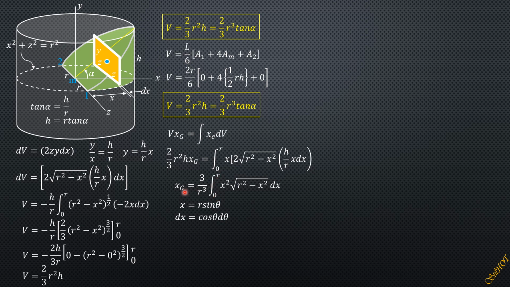So xg equals 3 over r cubed, integral from 0 to pi over 2. Then this is r sine theta quantity squared, r cosine theta, then r cosine theta d theta. So we have r to the fourth here divided by r cubed. So this becomes 3r. So xg equals 3r, then integral 0 to pi over 2 of sine squared theta cosine squared theta d theta.